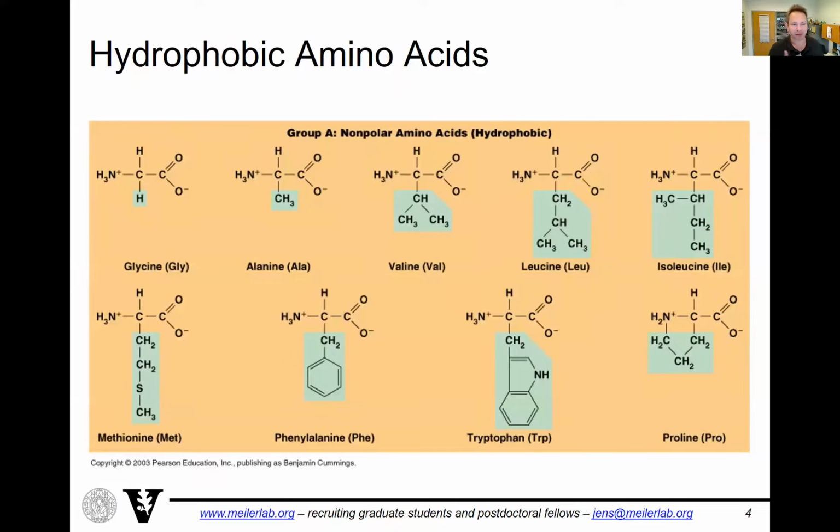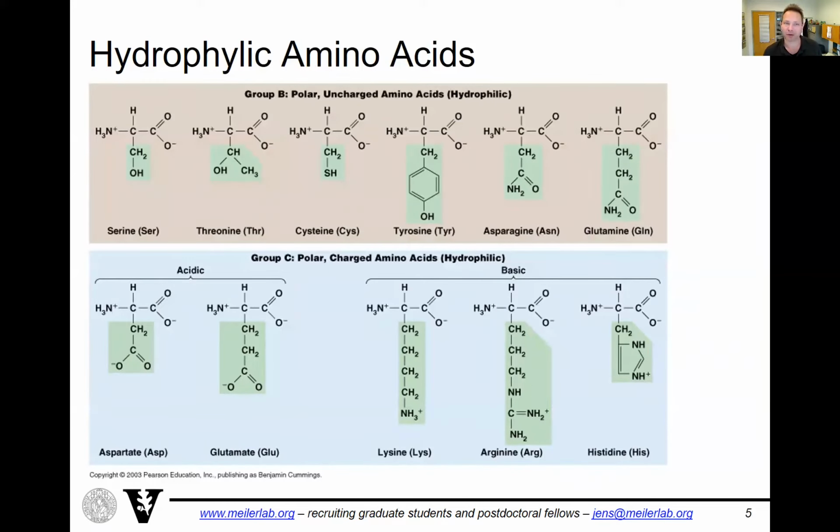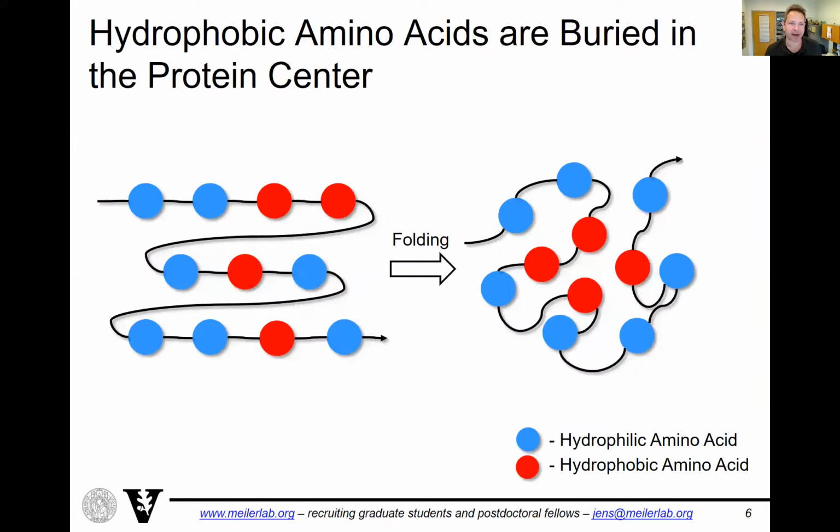I don't need to remind you, but we classify the 20 genetically encoded amino acids into hydrophobics and hydrophilics. And I don't tell you anything new that one important portion of protein folding is what we call the hydrophobic collapse, the drive to take these hydrophobic amino acids and bury them in the center of the structure, exposing the hydrophilics. And this is an entropic effect for the most part. Compacting the protein and exposing hydrophilics makes it easier for the water solution around the protein to move. And so you have an entropic gain there.